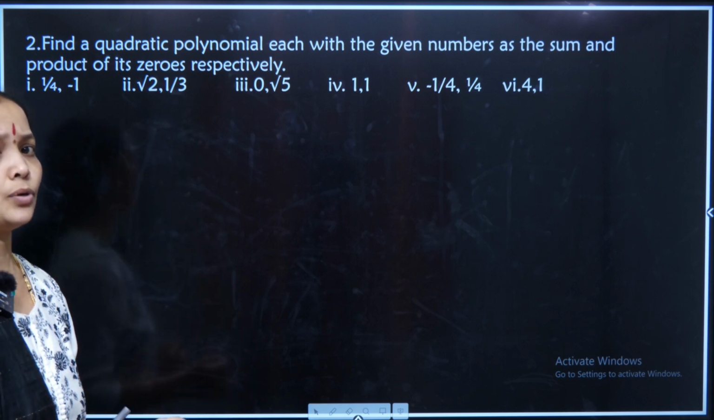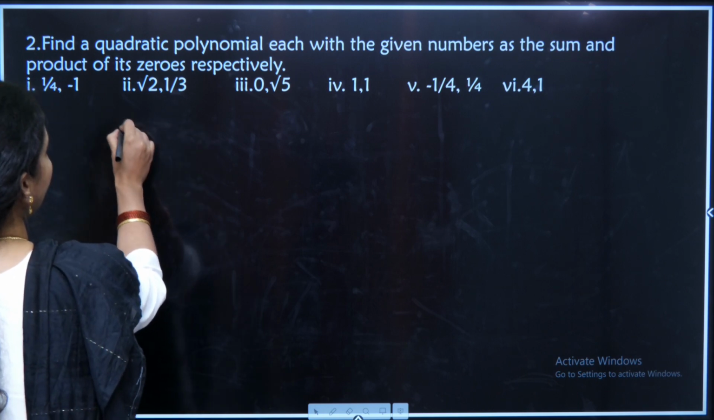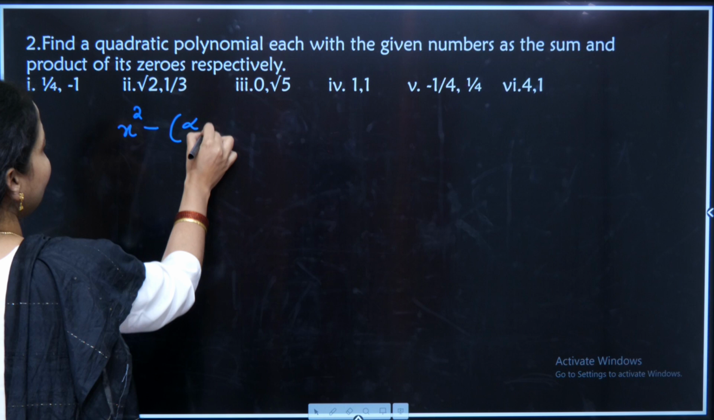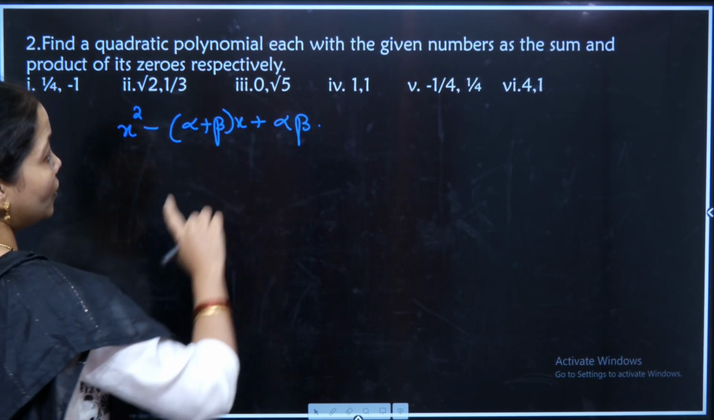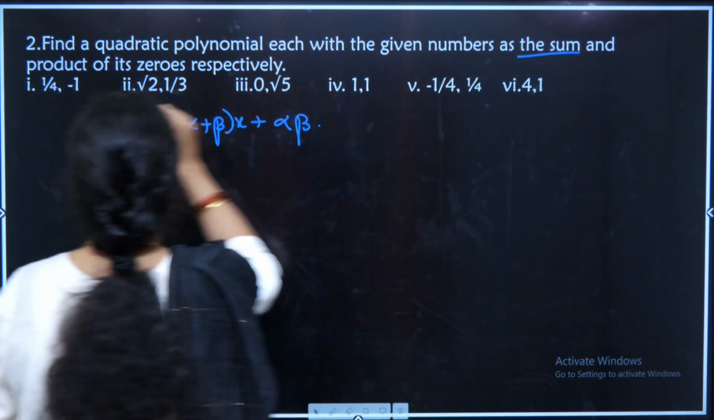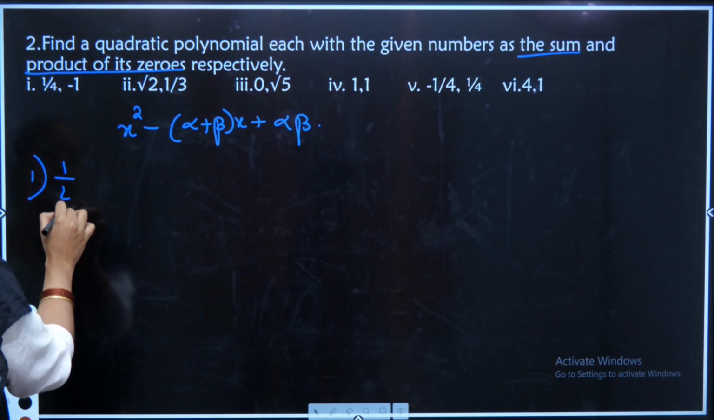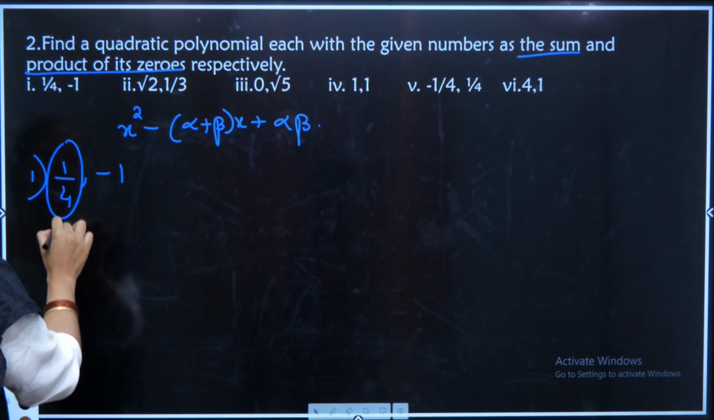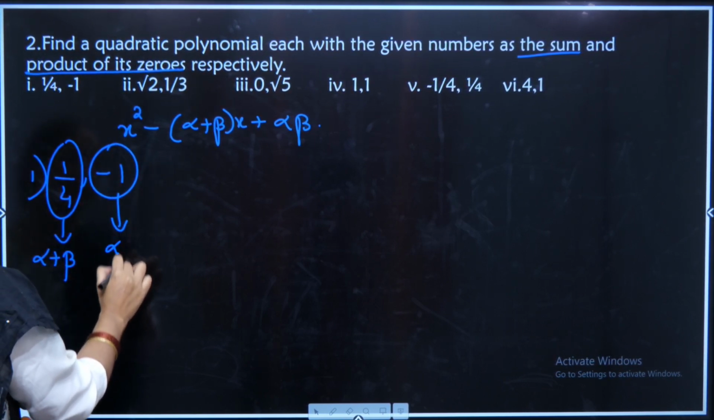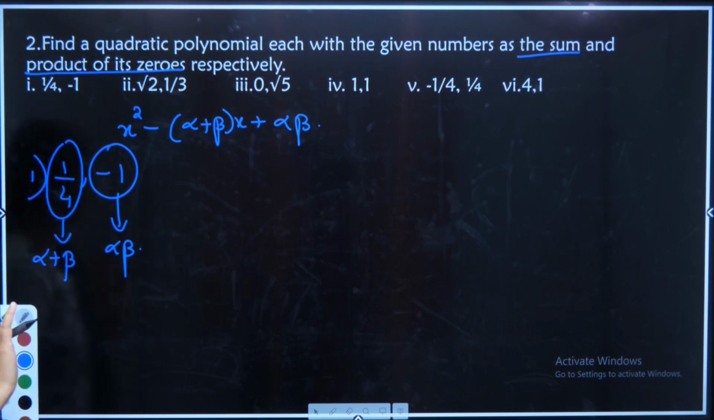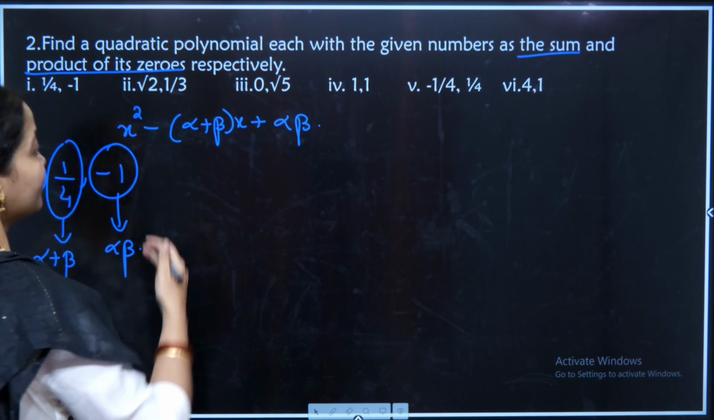Just a few minutes before, we learned the general form of framing a quadratic polynomial. What is it? The general form is x square minus alpha plus beta into x plus alpha beta. This is my general form. They have also specified that the sum and product of zeros are given. That means the first question is 1 by 4 comma negative 1. This will be my sum of roots, that is alpha plus beta. This will be my product of roots, that is alpha into beta. So two things are already specified in the question. I have to just substitute them here and find an equation. Very simple question. Let us just do it here.